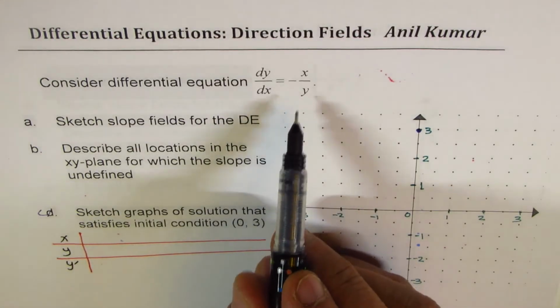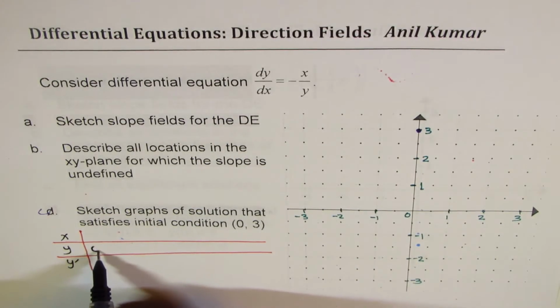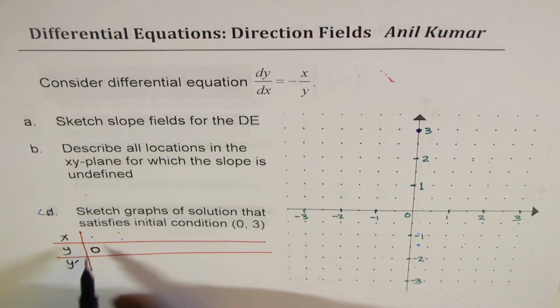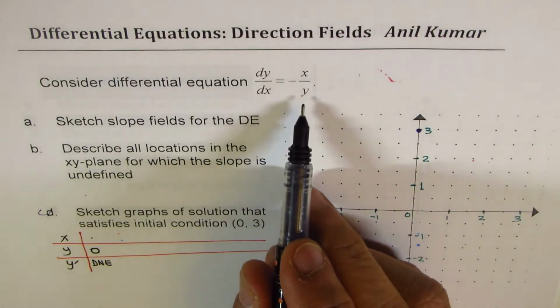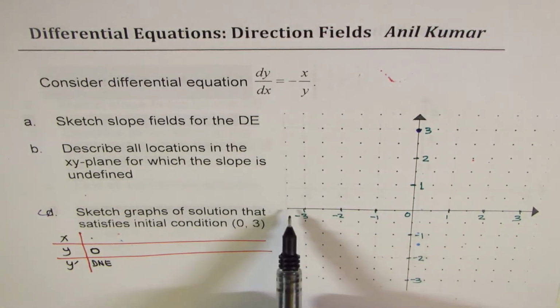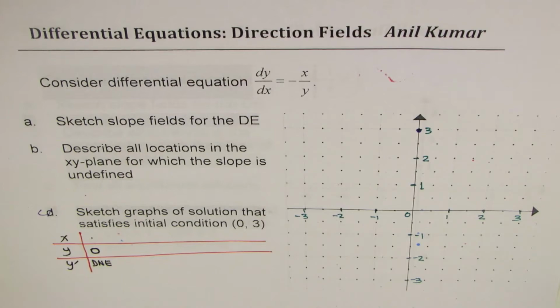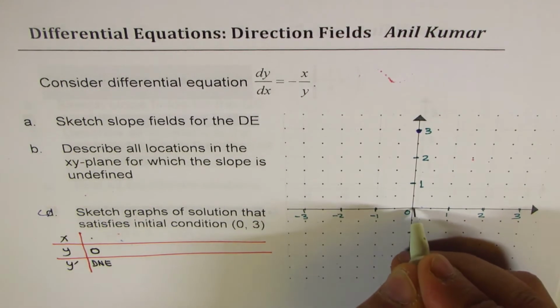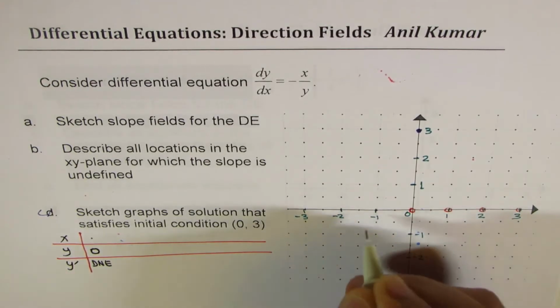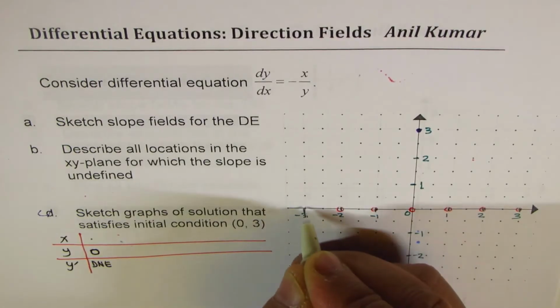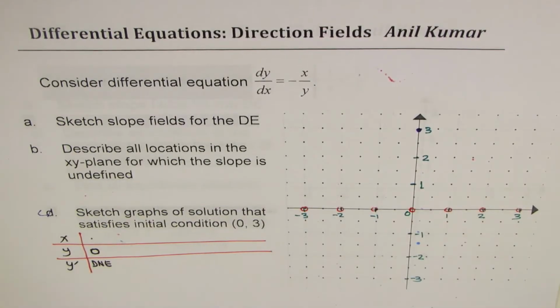What do you observe? If I put y as 0, then what happens? Then for any value of x, the slope does not exist. Do you see that part? That is very important. If y is 0, that means along the x-axis, it is not defined, right? So I'll make small holes here, all along this x-axis. It only means that it is not defined at these points, correct? That's a very important thing.